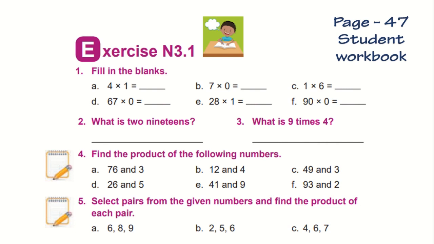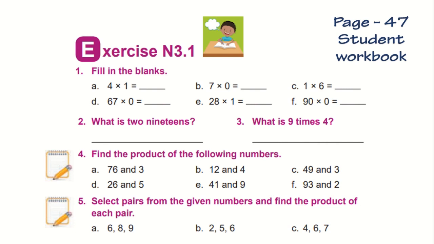Okay? And question number 5 says select pairs from the given numbers and find the product of each pair. So for each question there are 3 numbers given. You need to make pairs with each number and find the product. Okay? So that's your work for today.